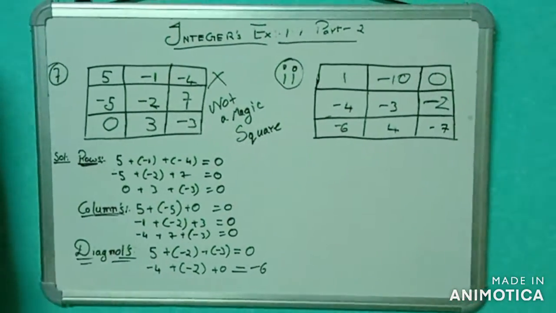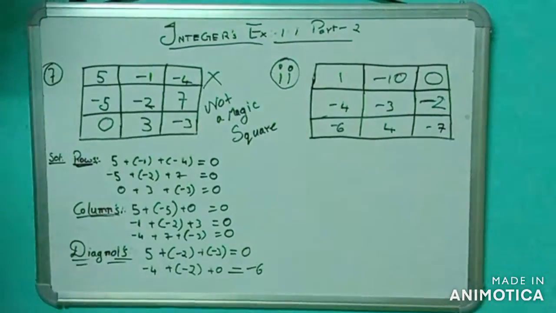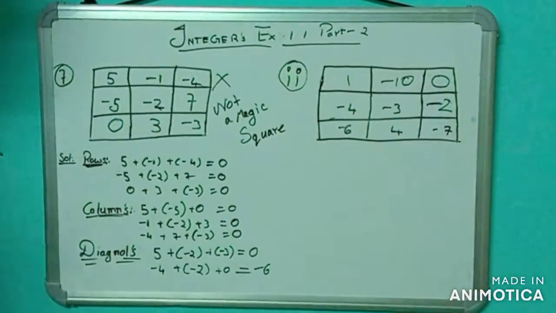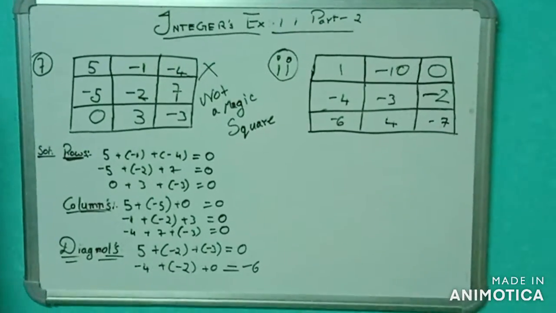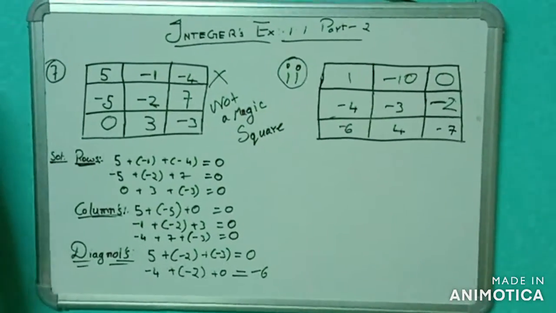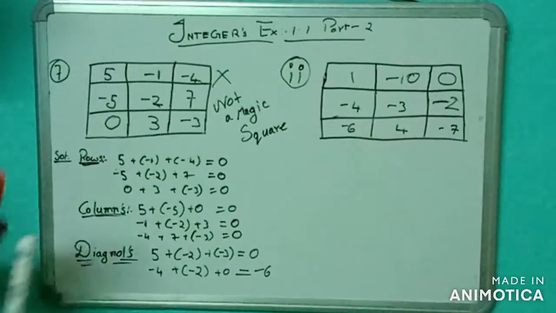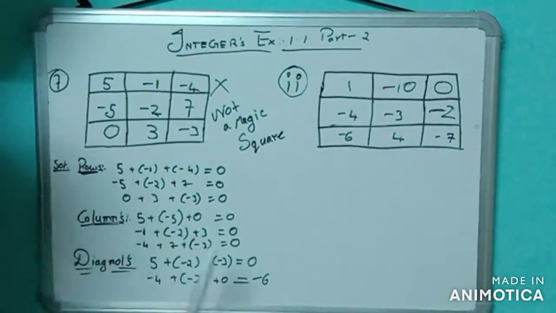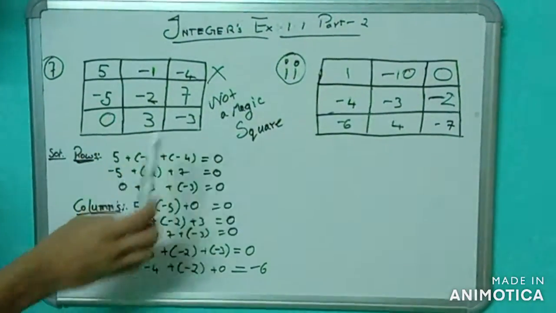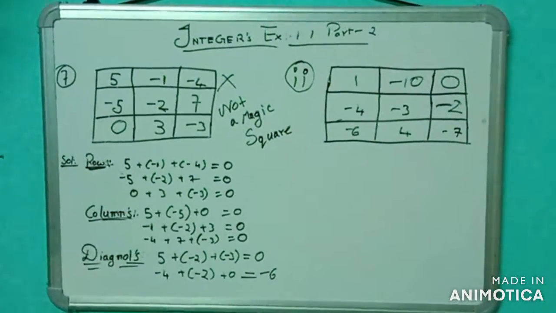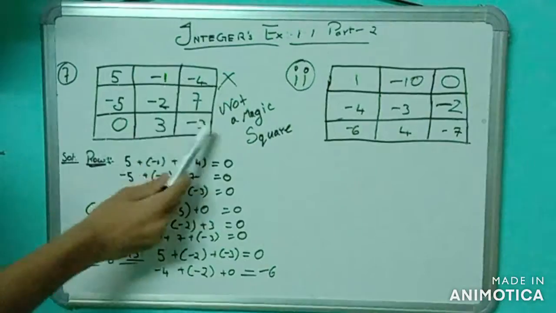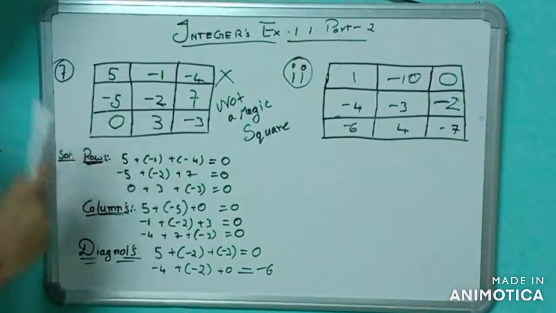This is part 2. In part 1 we discussed up to the 6th question. Now we are getting into the 7th question. Okay, let's see the 7th question. The question asks: in a magic square, each row, column and diagonal have the same sum. So if this is a magic square, the sum of these rows, diagonals and columns should be equal. See, like this. Now we will check it. Is it a magic square or not?